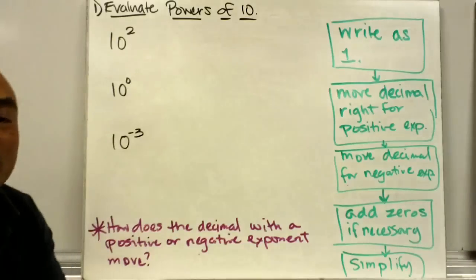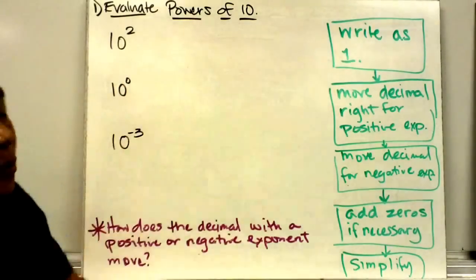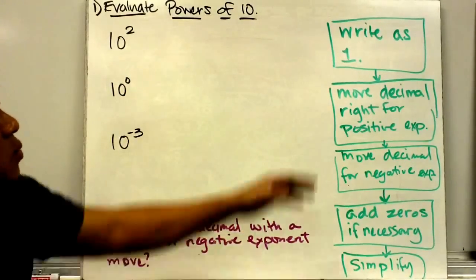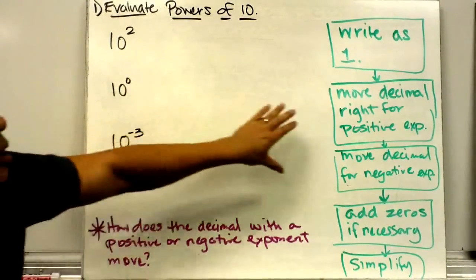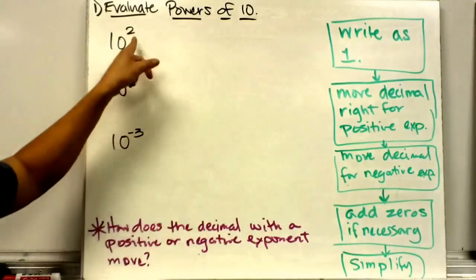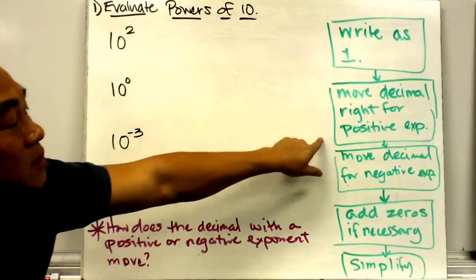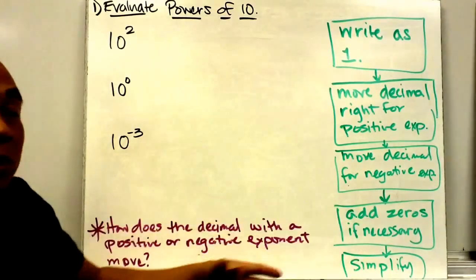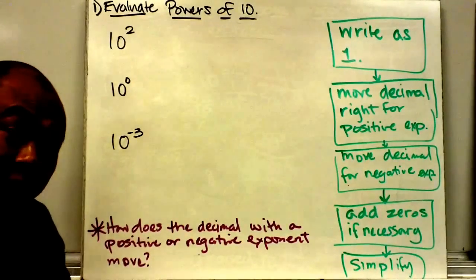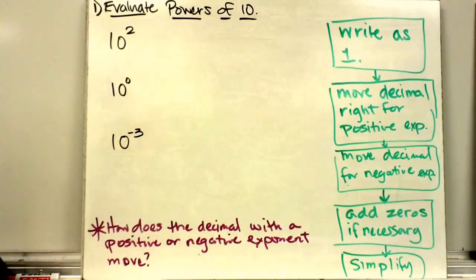Alright, so first off, we're going to write powers of 10 as 1. We're going to move the decimal place as many times as the exponent tells us. We move the decimal right for a positive exponent, and left for a negative exponent, and then of course we add zeros as necessary. Finally, we simplify. So here, let's go ahead and write it as 1.